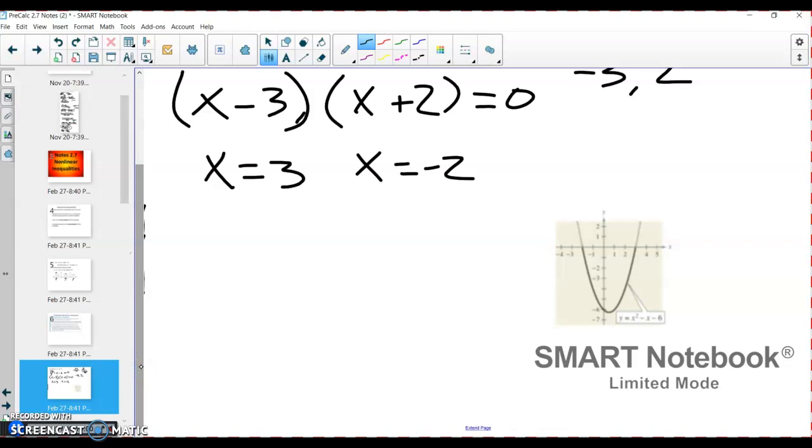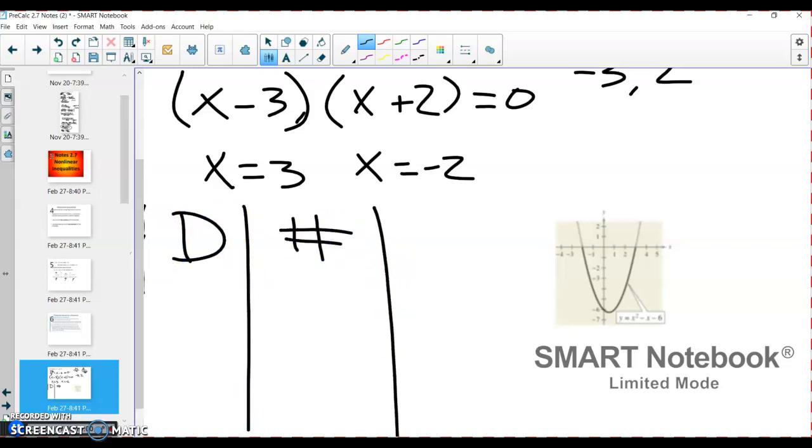What I'm going to do here is create a table. It's going to have domains, and then we're going to pick test points inside those domains. Then we see if in that domain it's all positive or all negative, because if you go through the notes, it talks about how in those test intervals it can only be all positive or all negative in between our x-intercepts. So the table has your domain, the number you're going to test, and whether it's positive or negative.